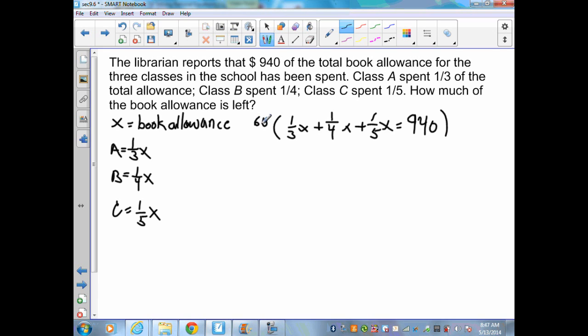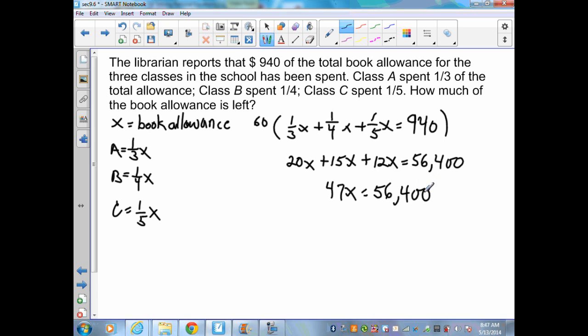And then I'll distribute 60 through each term on each side. And when I do, that's going to give me 20x plus 15x plus 12x, and 60 times 940 is going to be 56,400. Combining like terms on the left, I'm going to get 47x equals 56,400. And when I solve, I get x to equal $1,200. So the total allowance for the 3 schools is $1,200.